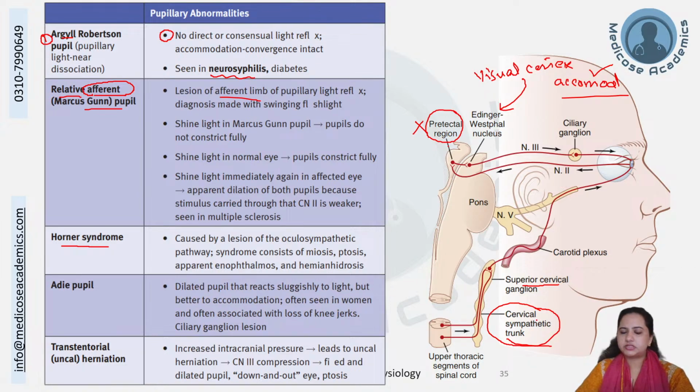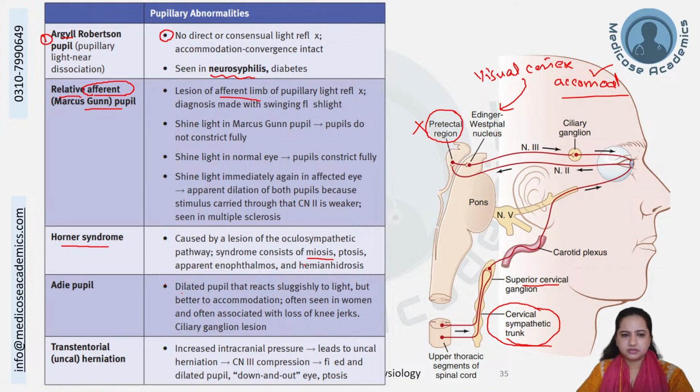Horner syndrome is damage to the sympathetic nerve supply to the eye. For example, it can be caused by damage at the level of the cervical sympathetic trunk or superior cervical ganglion. What will happen? The pupil will be unable to dilate because the supply to the dilator muscles was coming from the sympathetic nerves. So the pupil will be continuously constricted.